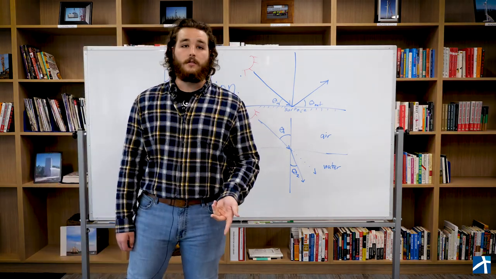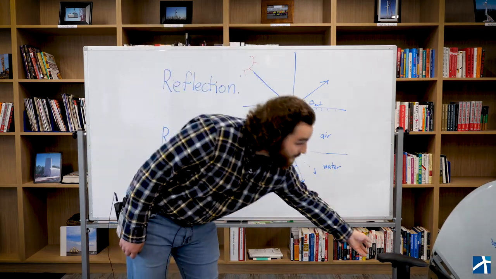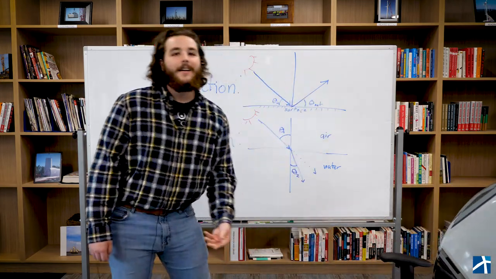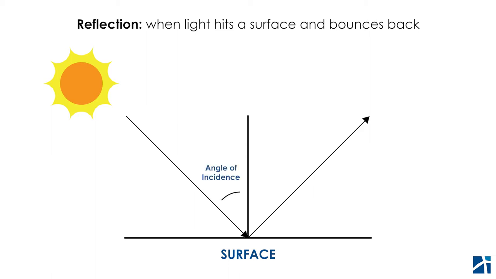Let's start with reflection. You're likely already familiar with the term reflection. It's what you see every single time you look into a mirror. But what is it exactly? Reflection is when light hits a surface and then bounces back. Here's how it works. Light will originate from a source, like the sun, or a fluorescent light, or a flashlight, and it starts traveling. As it travels, it may encounter some sort of surface. When it hits that surface, it'll hit at an angle, and that first angle is called the angle of incidence. If it is reflected, it will then bounce back at an equal angle called the angle of reflection.